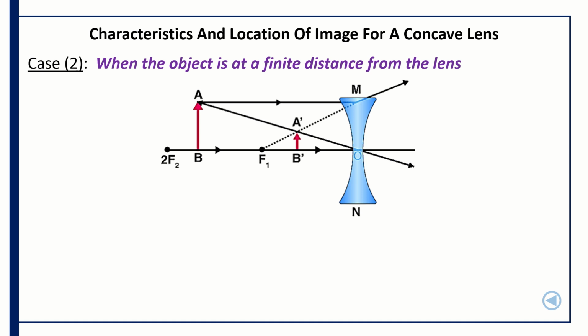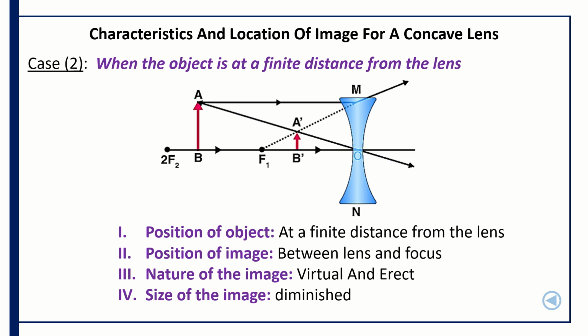We get a virtual image on the same side of the object, right? The formed image is smaller in size. So when we keep the object at a finite distance from the lens, we get the image between the lens, or the optical center of the lens, and the focal point of that lens. The formed image is virtual and erect.